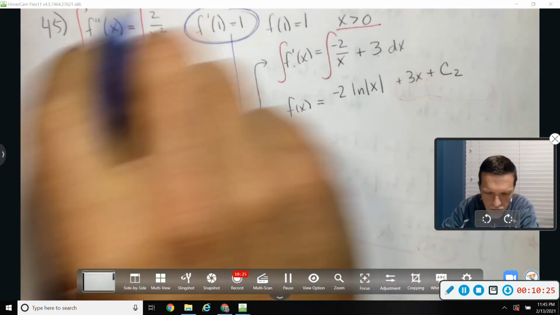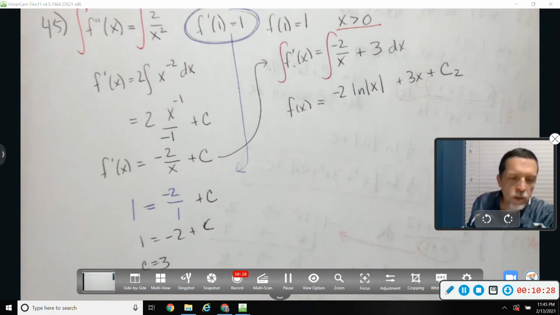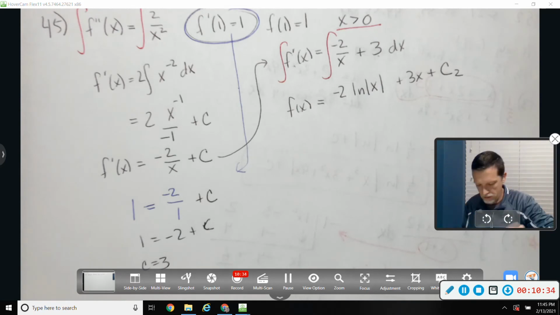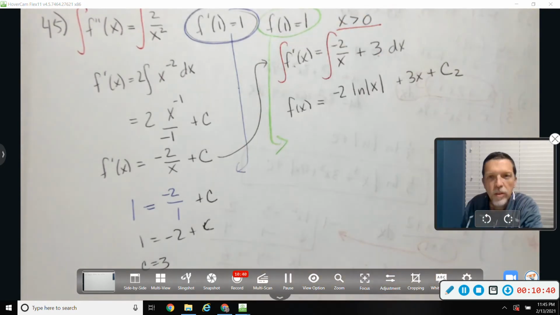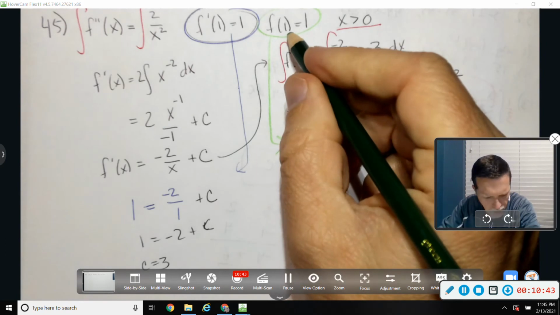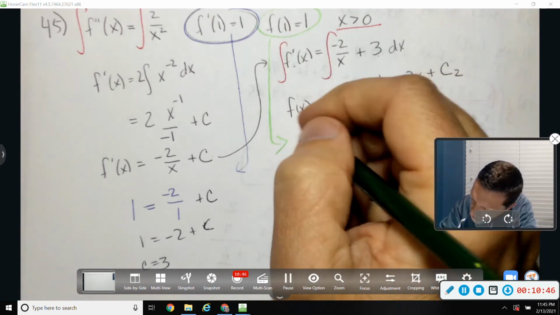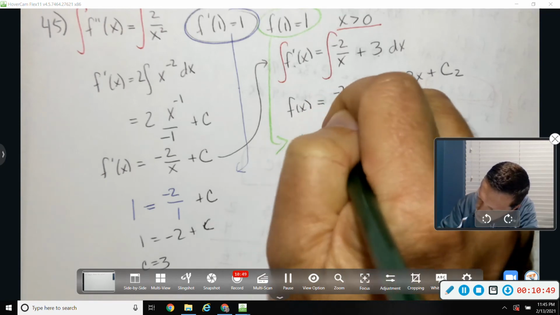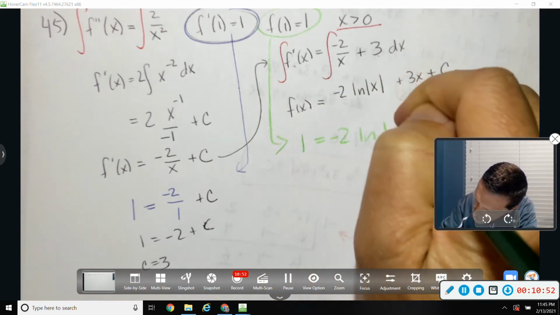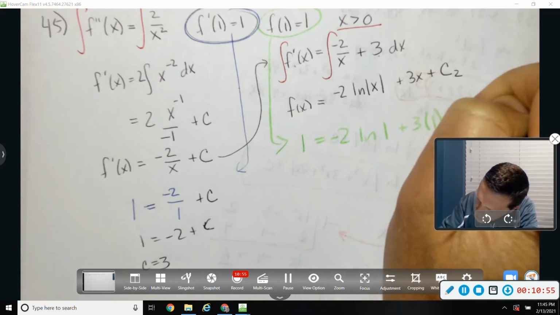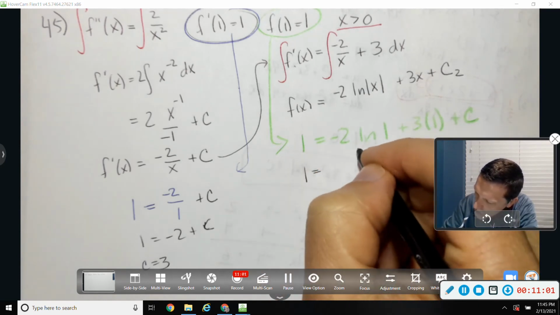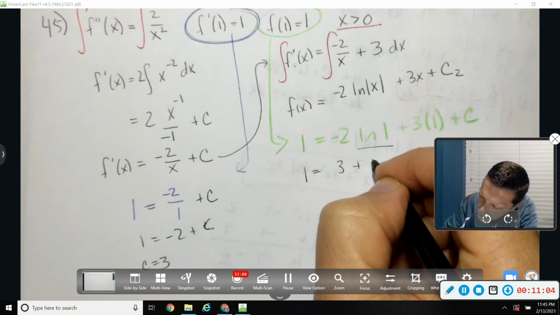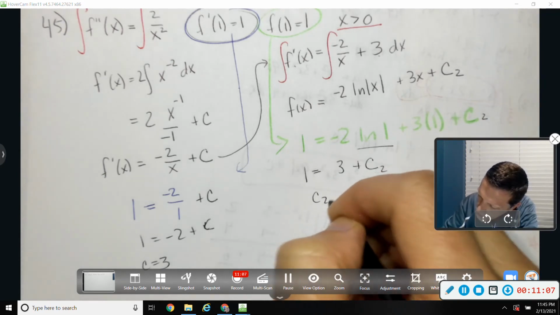And now I'll use, I'm running out of colors to use. Let's see if I've got something over here that's different enough to show up. Here's the green information here. F of 1, so they were all 1s, double checking that, yep. So 1 equals negative 2 natural log of 1, plus 3 times 1, plus c2. Oh, that didn't show up very well. Natural log of 1 is 0. You all remember that, I hope. c2 is negative 2.